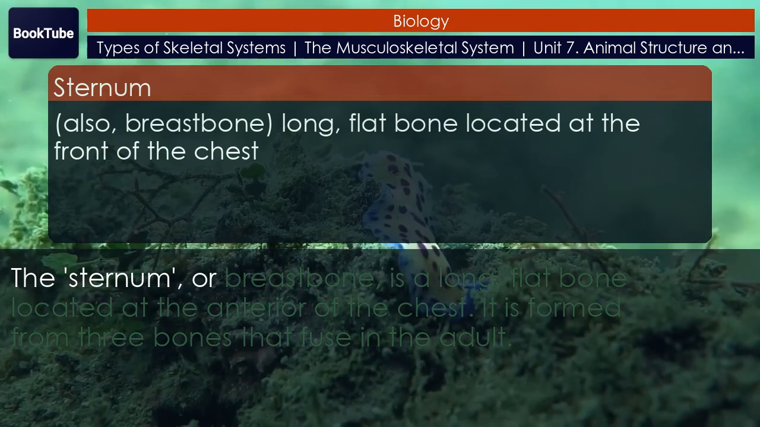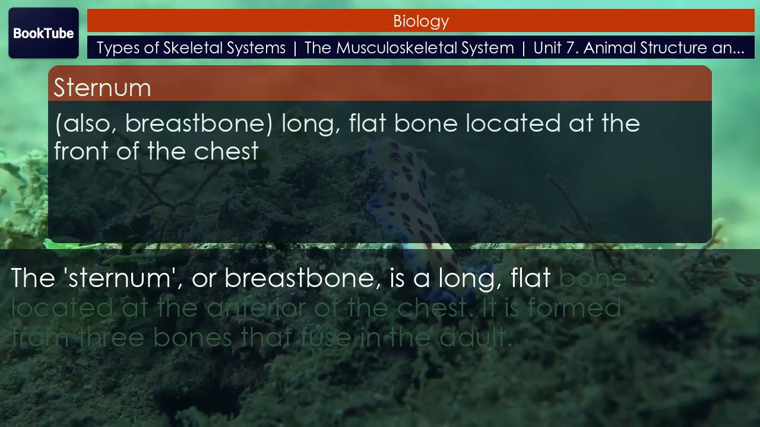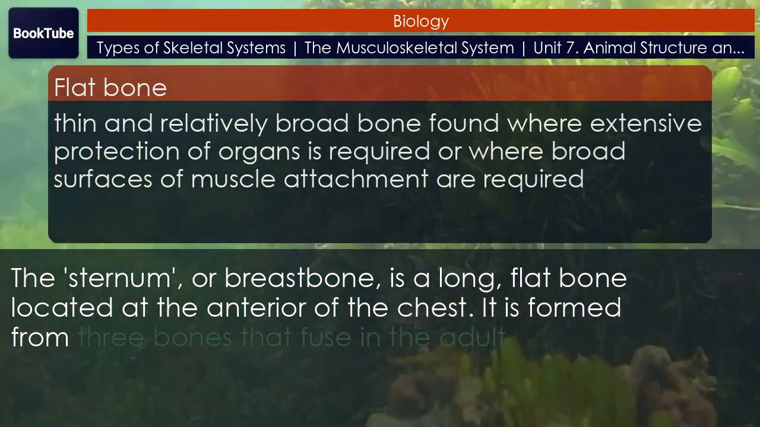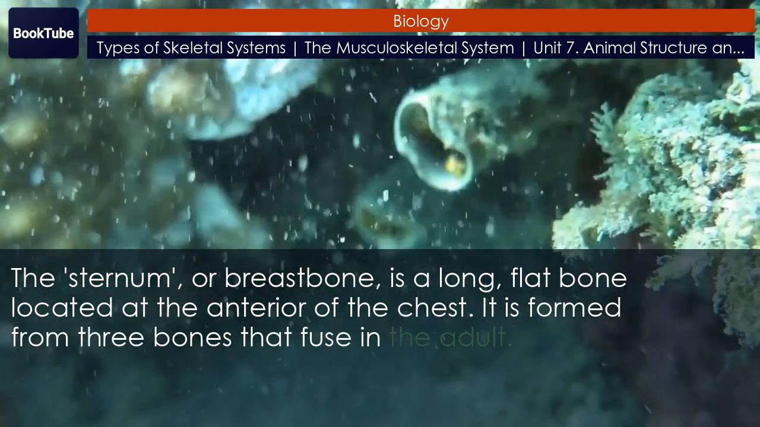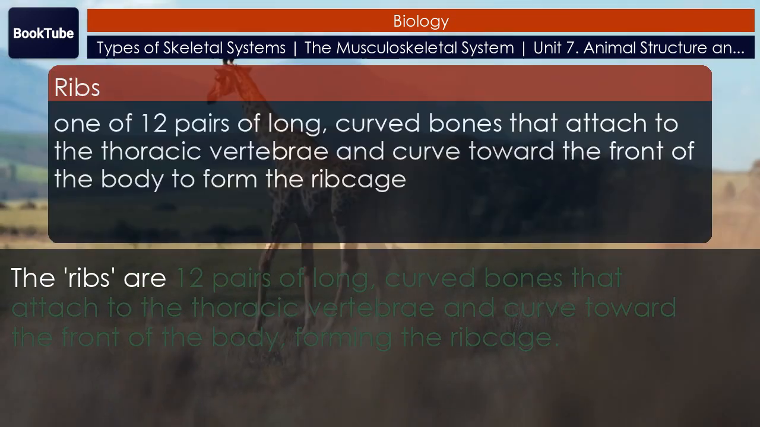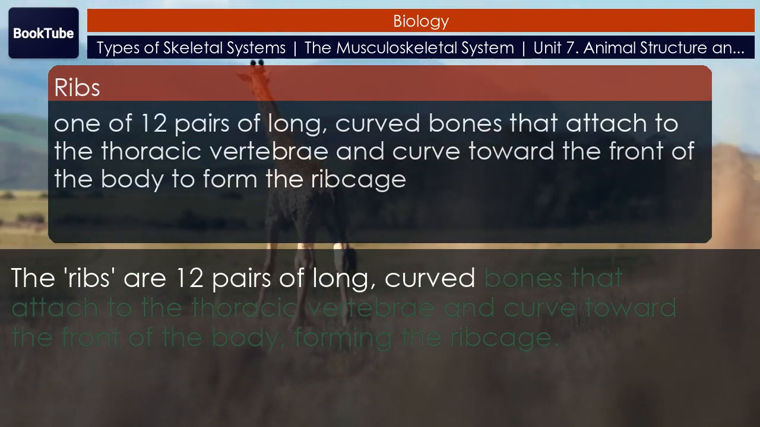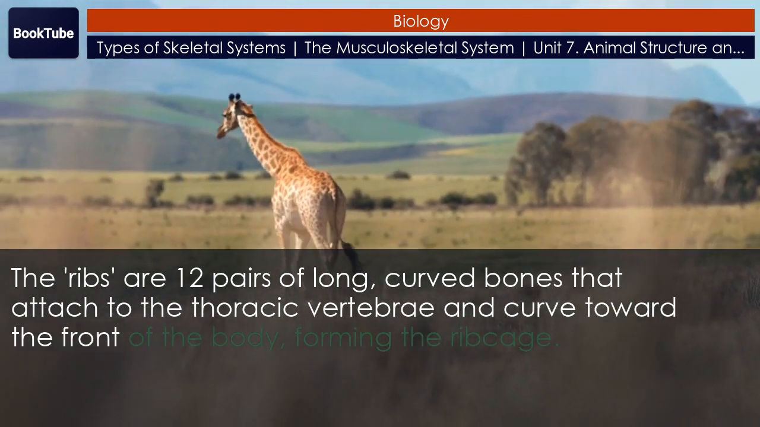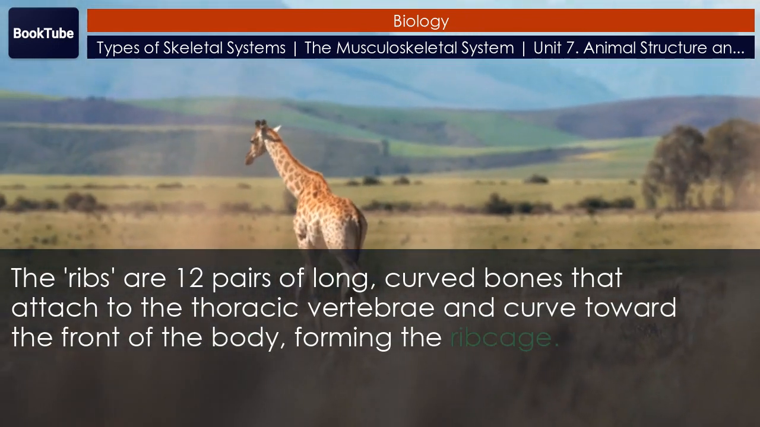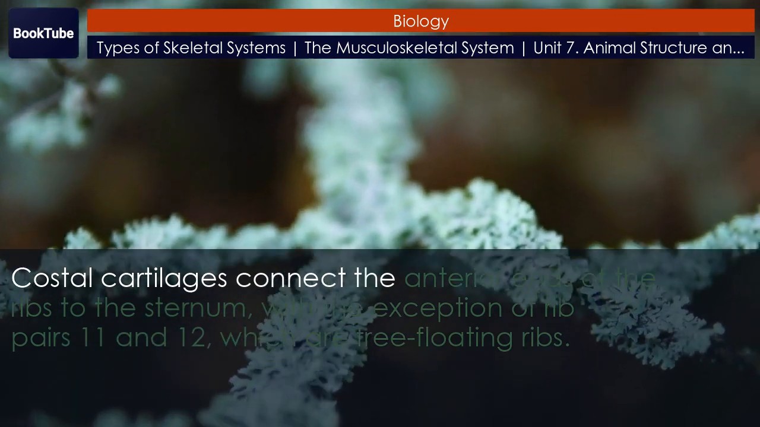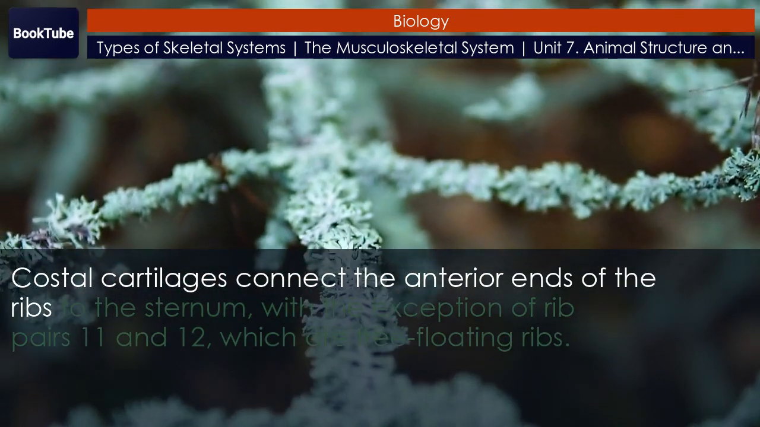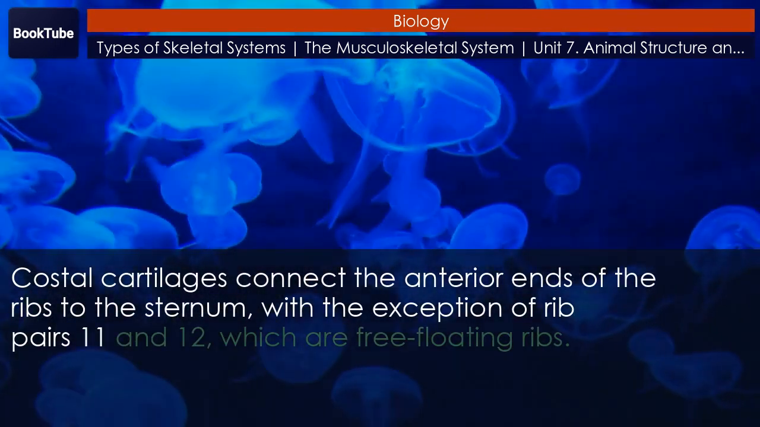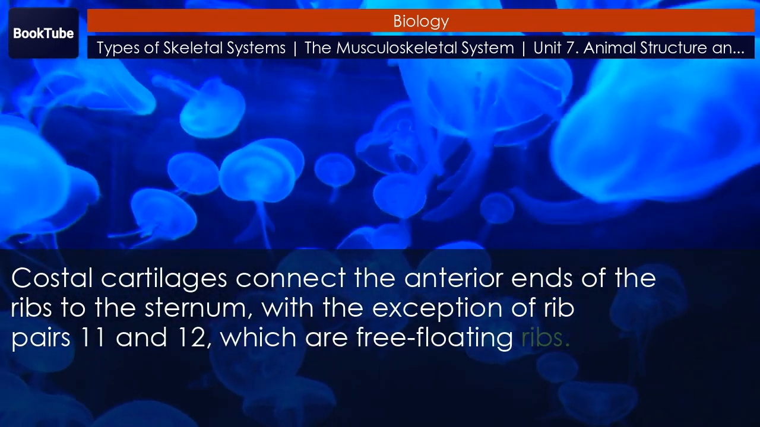The sternum, or breastbone, is a long, flat bone located at the anterior of the chest. It is formed from 3 bones that fuse in the adult. The ribs are 12 pairs of long, curved bones that attach to the thoracic vertebrae and curve toward the front of the body, forming the ribcage. Costal cartilages connect the anterior ends of the ribs to the sternum, with the exception of rib pairs 11 and 12, which are free-floating ribs.